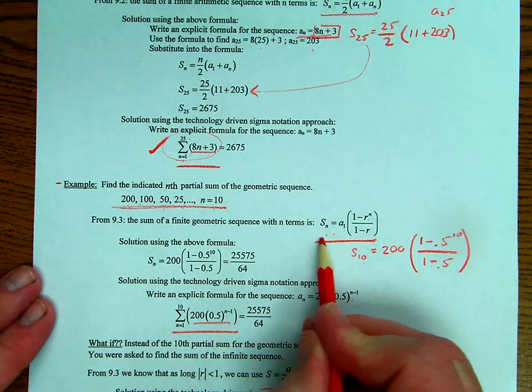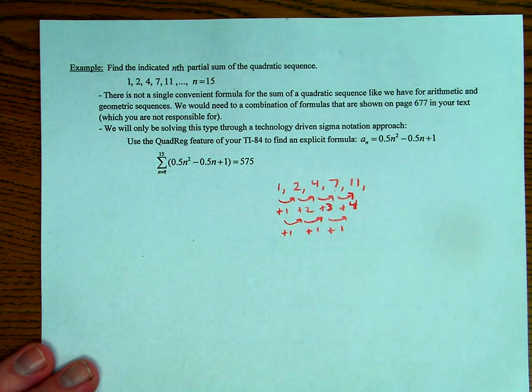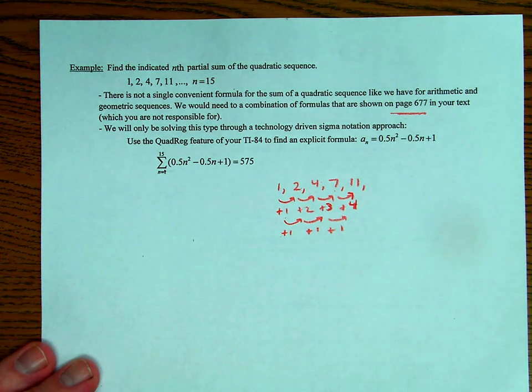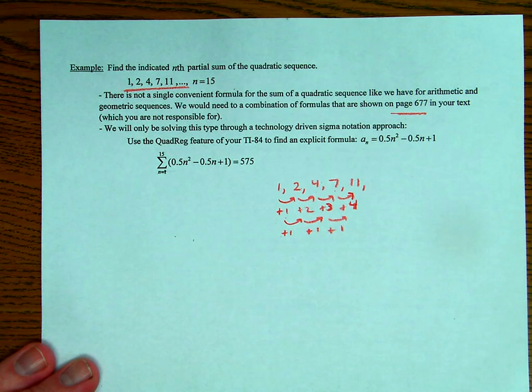Formulas do exist. If you're interested in seeing what those formulas are and getting an idea of how you could work with those formulas to get this sum, our textbook does address it, but we're not going to be taking that approach. When it comes to summing up the terms of a quadratic sequence, we are just going to do a technology approach. So if we're going to use technology, we're going to need, first of all, an explicit equation for that sequence.